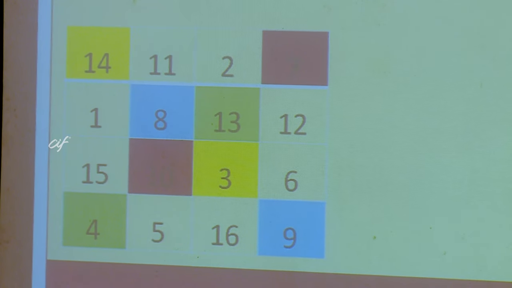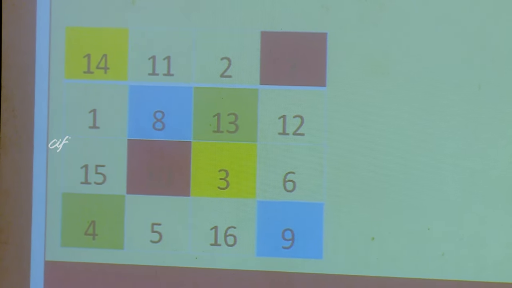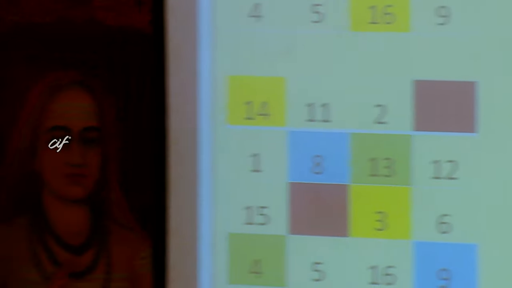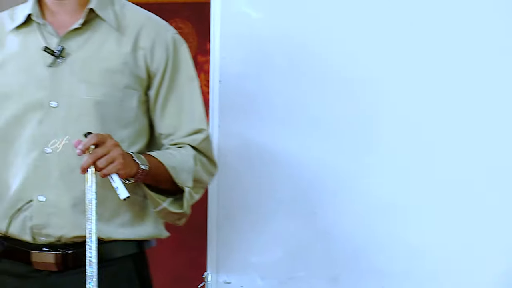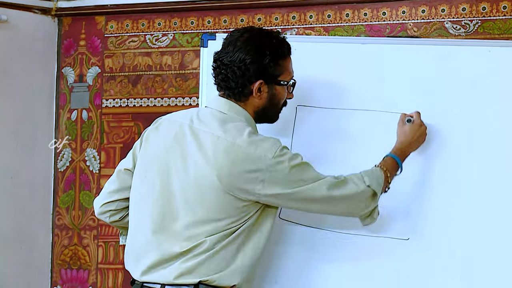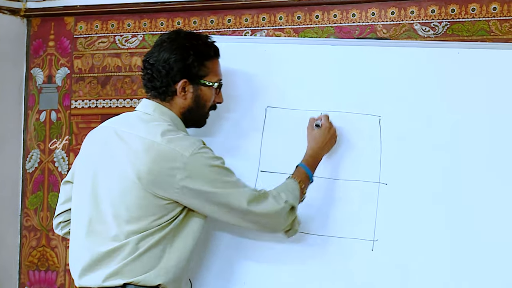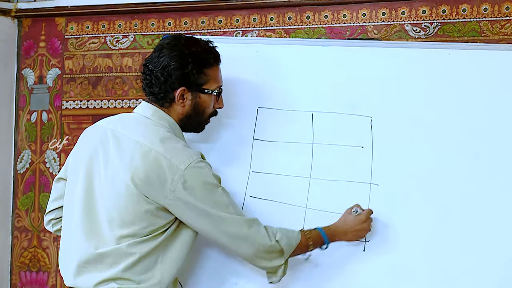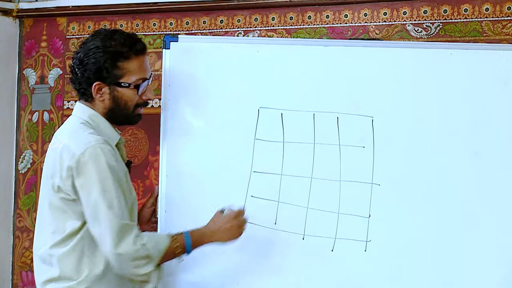So how to remember the positions of 1 to 8? For that also we just have to remember the positions of 1 to 4. If we can remember the positions of 1 to 4, it is very simple. So how to remember the positions of 1 to 4? There is a small rule we have to remember, which they call Turagagati, the way in which the horse or the knight moves in chess.